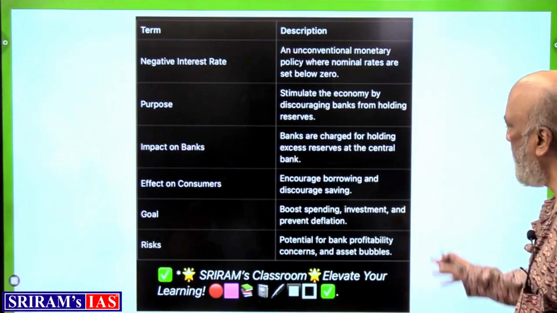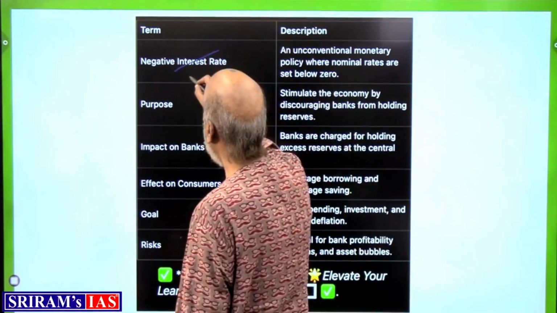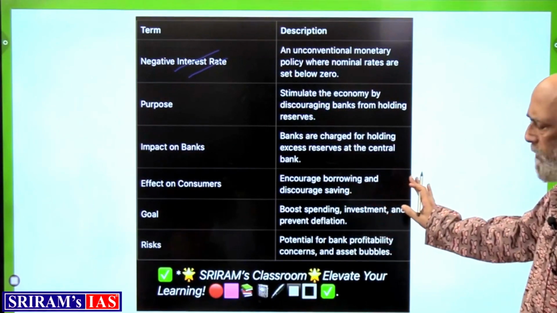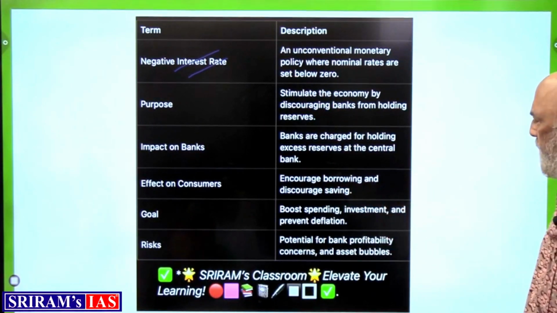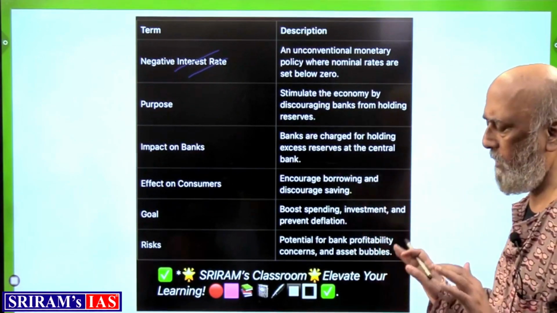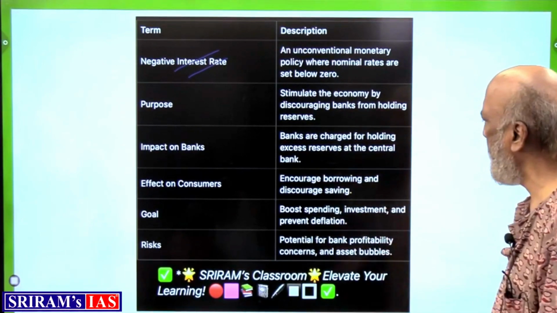Quantitative easing. These are negative rates. See, the title is missing: negative interest rates. Wonderfully explained. Please go through. When you were in the 9th and 10th class, you must have dreamt that if things were simple, then you could conquer the world. This is simplicity.